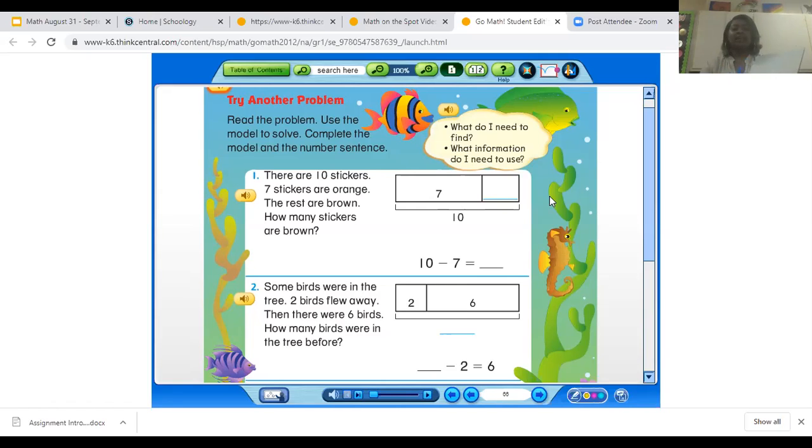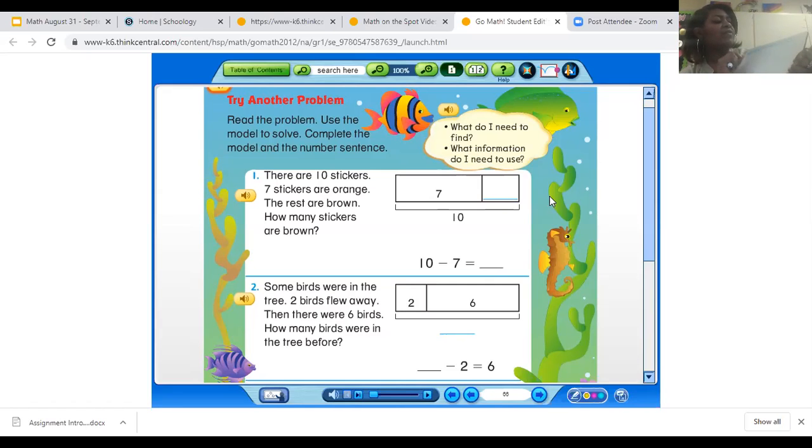So I have 10 stickers. 1, 2, 3, 4, 5, 6, 7, 8, 9, 10. So I have a total of 10. 7 of these are orange. So I'm going to shade them in to represent orange. So I have 7 that are shaded in to represent my orange. The rest are brown. So the ones that are not colored in, they're brown. How many stickers are brown? What other part of that whole is brown?